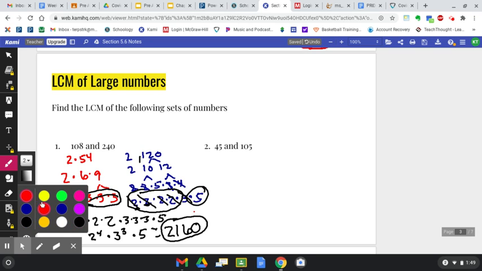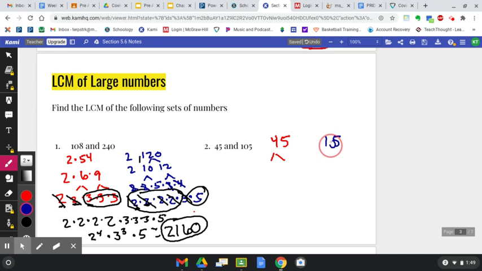Now, bear with me. I know that was new, a little bit confusing. So here's what I want you to do. I want you to pause the video, and I want you to start by breaking down 45 into its prime factorization, and then break down 105 into its prime factorization. And then we'll look at, well, how do we take that and make it an LCM? So pause the video here and just do the prime factorization.